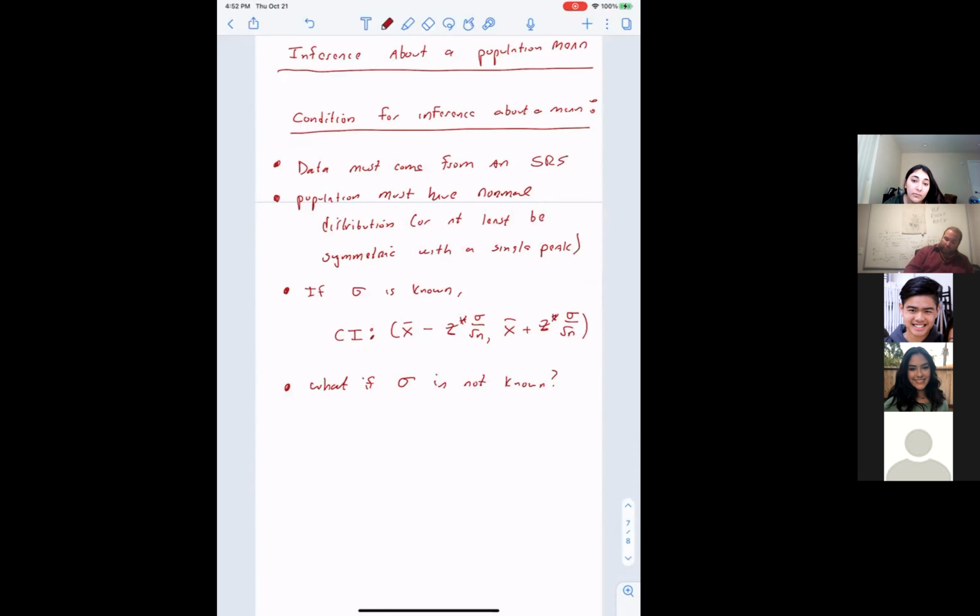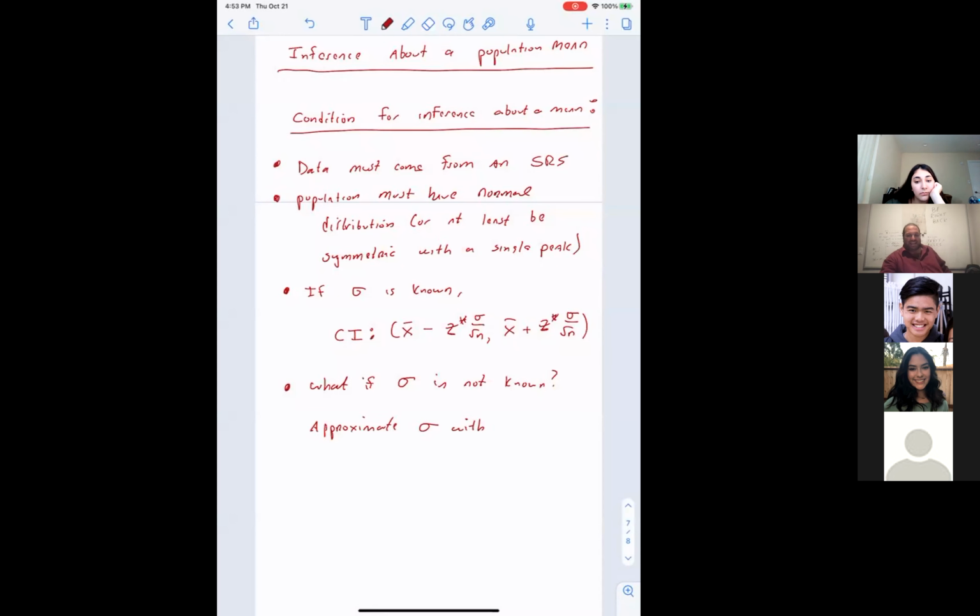What we do is approximate sigma with what? Is it with T? Not with T. I know what you're thinking, but we're going to approximate Z with T. Right now, the question is, what do we approximate sigma with? Sigma is the population standard deviation. I do not know the population standard deviation, so I will approximate it with, so someone guess.